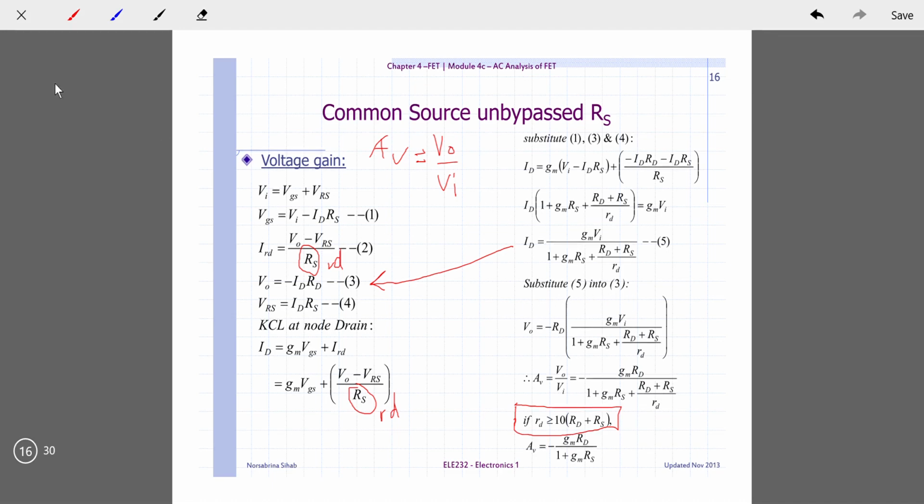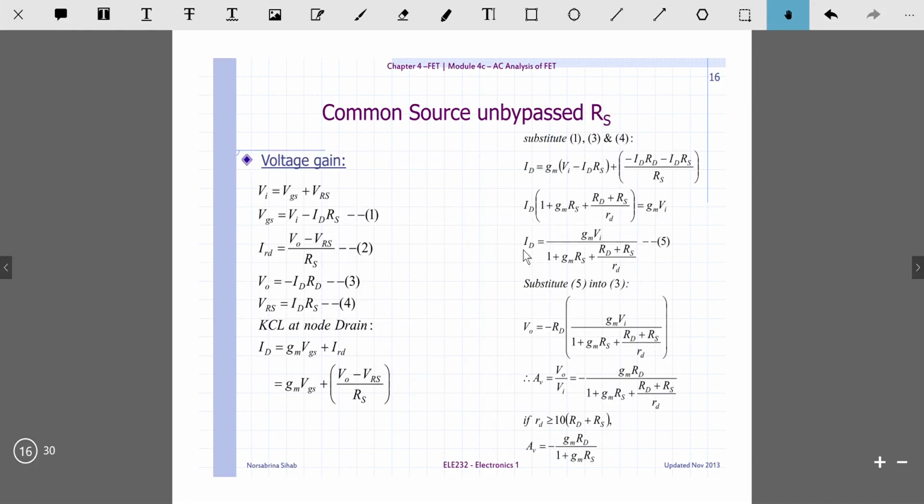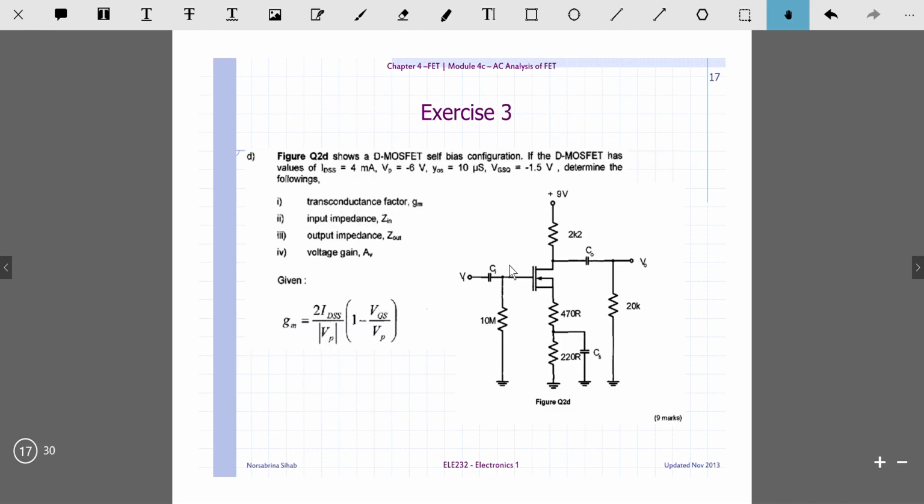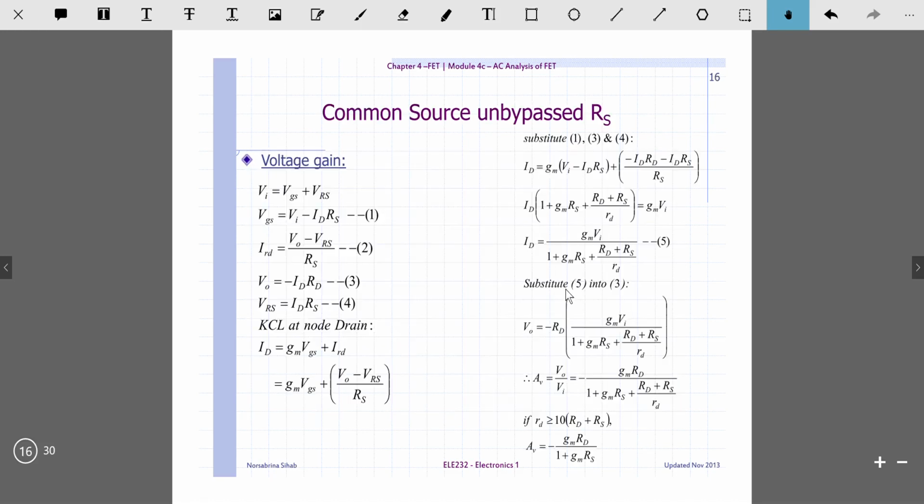Alright, so I think that is for today's lecture for Unbypass RS. So we will continue in the next lecture in another video. That is for the common drain, but right now we just focus on Unbypass RS.